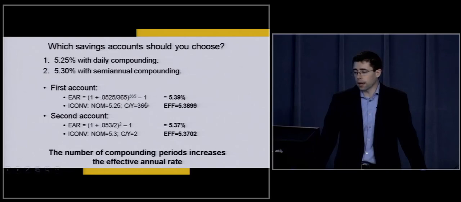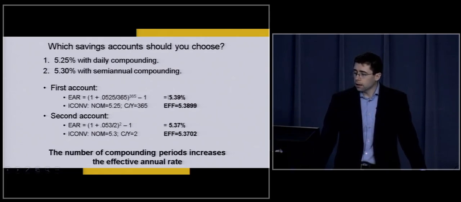If we didn't, we'd have an EAR of about 105%, but we always get rid of that principal by subtracting 1 here. So what we're left with is an EAR of 5.39%.